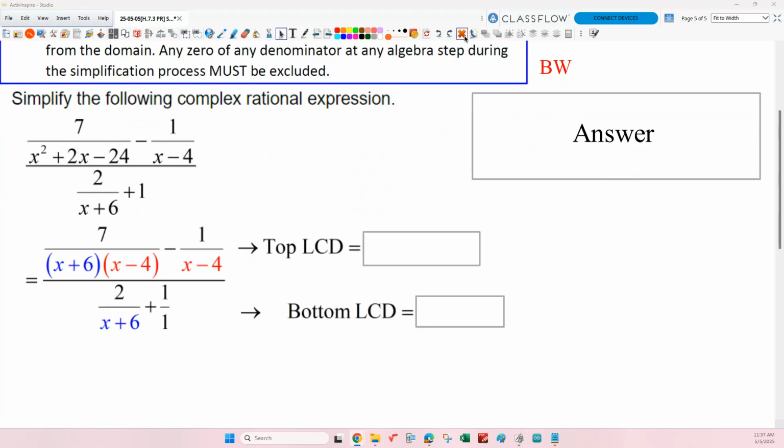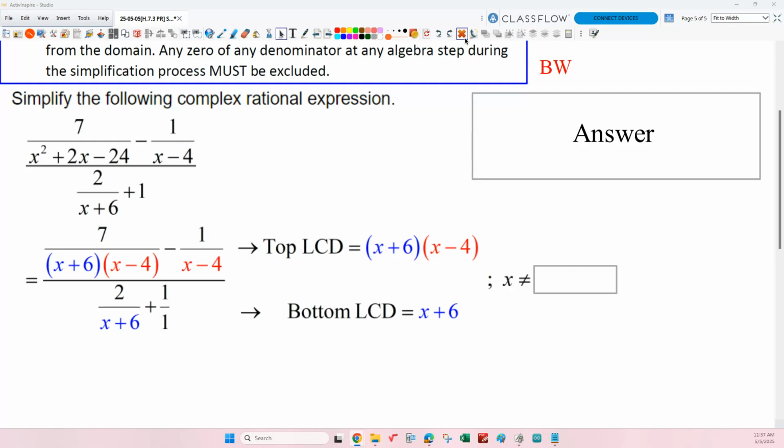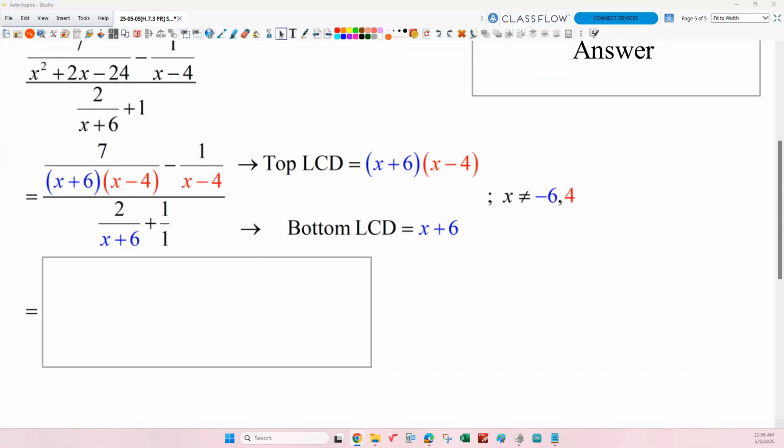Okay, what is my top LCD? X plus 6 times x minus 4. Yep. Okay, what about my bottom? X plus 6. Okay. What values do I have to exclude? Negative 6 and 4, because that is a denominator. It's just not the bottom denominator. So you have to look at this row and this row, and also after you flip it, because there isn't one. Okay, what did you do from there?